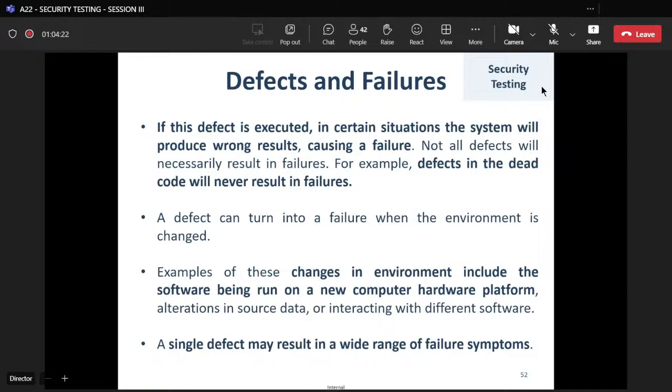And some of these changes happening in the environment will help. They'll be trying to test on the new hardware platform also. Sometimes they need to alter the source data, or the way it is interacting with different software. Also, they'll be trying to perform a test. And a single defect may result in a wide range of failure symptoms.